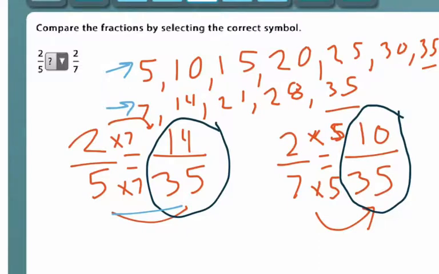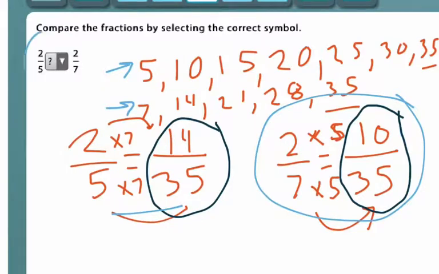So you end up with 14/35. And doing the same strategy, you get 10/35. So you can see that 14 out of 35 is more than 10 out of 35. So 2/5 would be greater than 2/7.